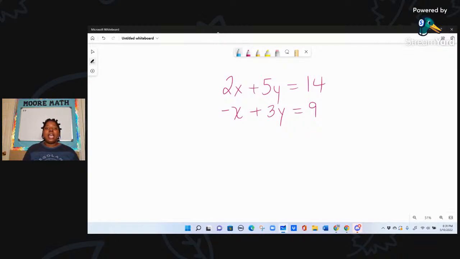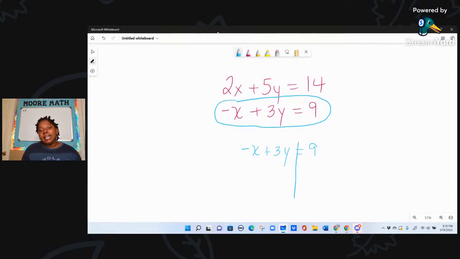Again, you just take one of these equations. So let's say I took this one. I have negative x plus 3y equals 9. I'm basically going to solve for y. So I'm going to move everything that's not y to the right side. That negative x is not y, so I'm moving it. We're going to get 3y on this side and x plus 9 on this side.